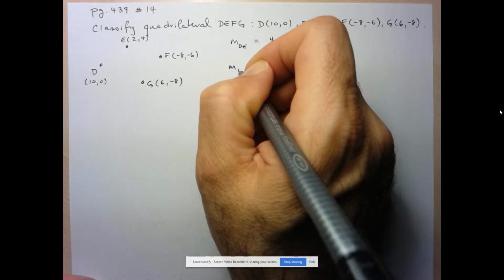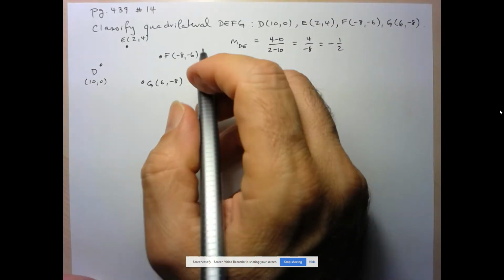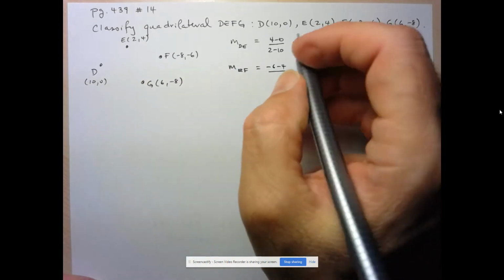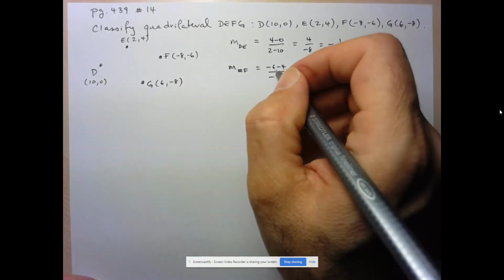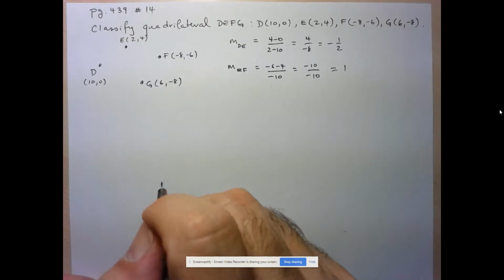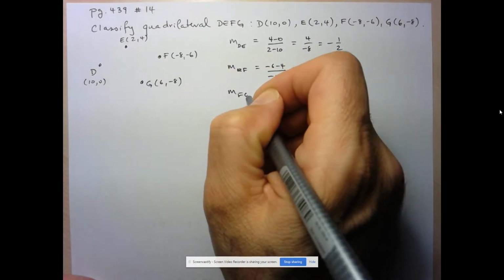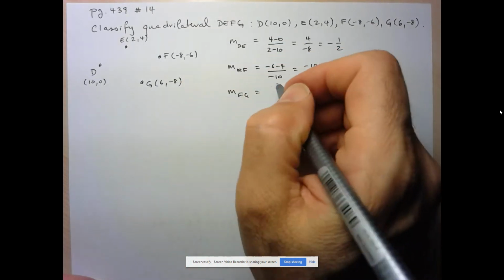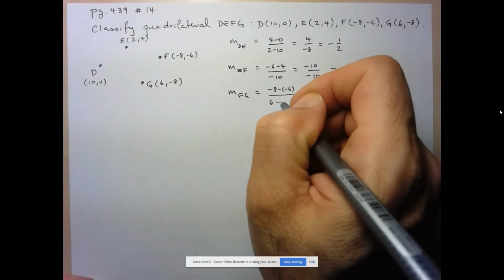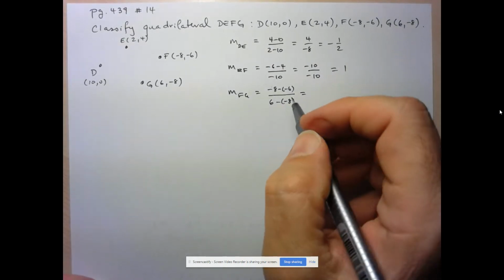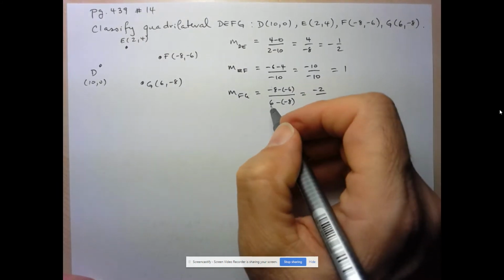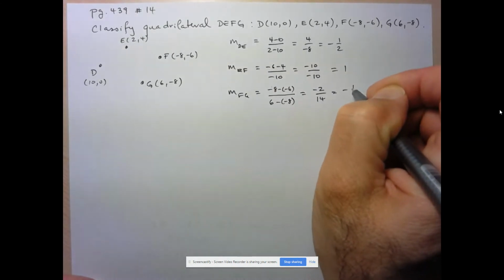Let's find the slope of EF. Here we have negative 6 minus 4, and here we have negative 8 minus 2. So here we have negative 10 divided by negative 10, so that's going to be equal to 1. Now let's go to the slope of FG. Negative 8 minus negative 6, and then here we have 6 minus negative 8. So what do we have here? We have negative 8 plus 6, so that's negative 2, and here we have 6 plus 8, which is 14, and that's negative 1 over 7.